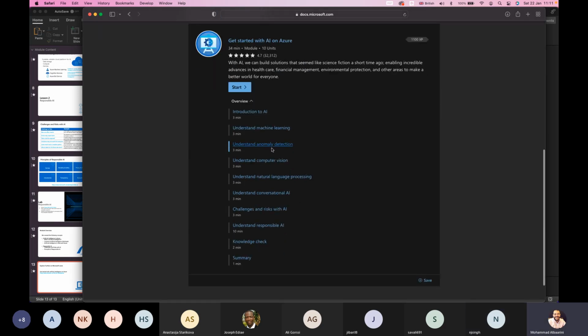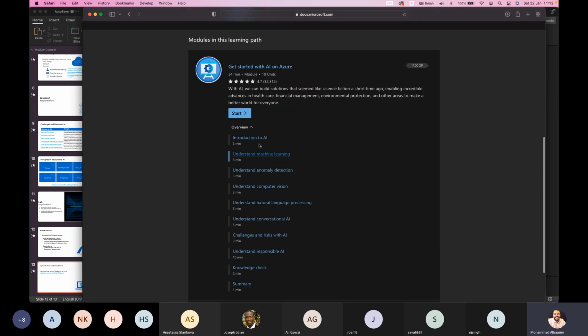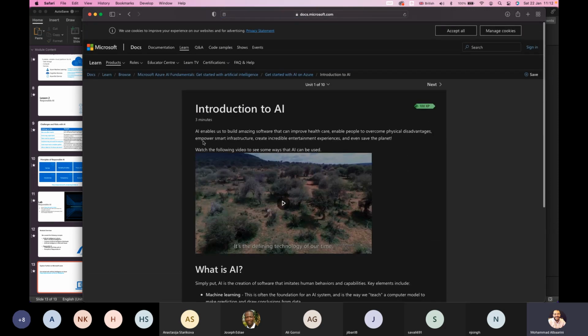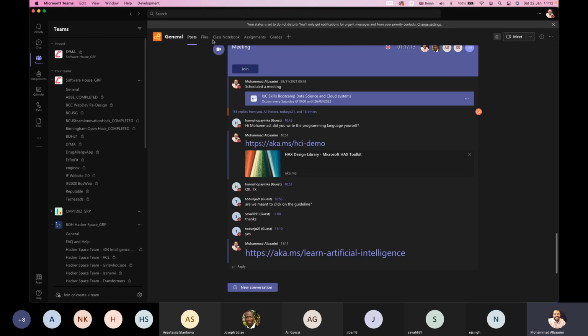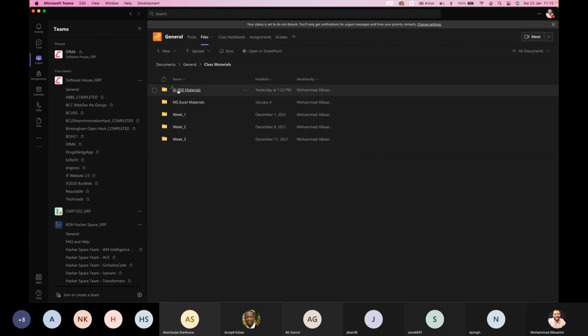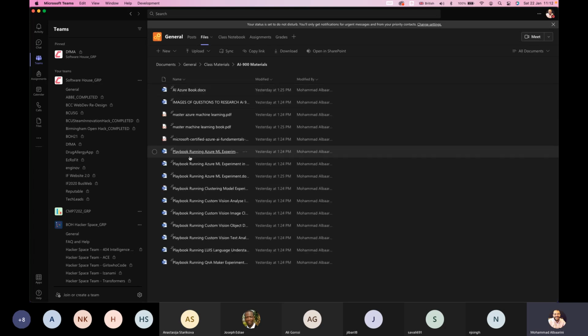Basics to understand machine learning, understand anomaly detection, computer vision, NLP, conversational AI, challenges and risks, and then check knowledge. So this is what we covered today. You can just hit start and it will go through them one by one if you want to discover more or explore more in there. So that's in terms of the slides so far for the first session.